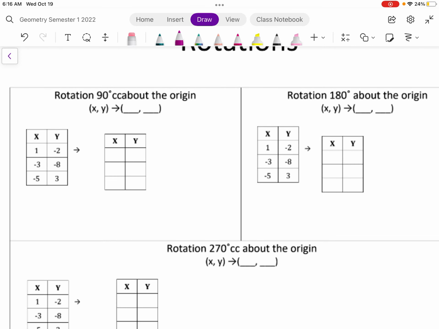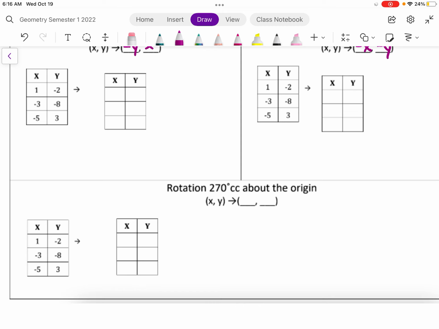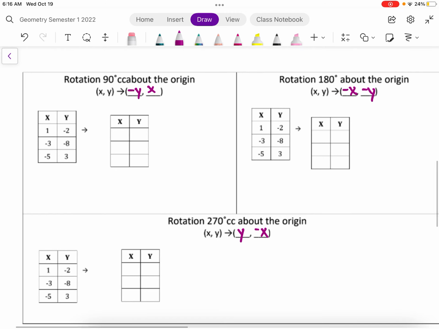Now, the bottom of your page, we'll just quickly go through this. Remember those rules. So counterclockwise, 90 degrees was negative y, x, was negative x, negative y for 180, and y, negative x for 270. So you try these and check yourself at the end by opening class notebook on Canvas to see if you got those right.